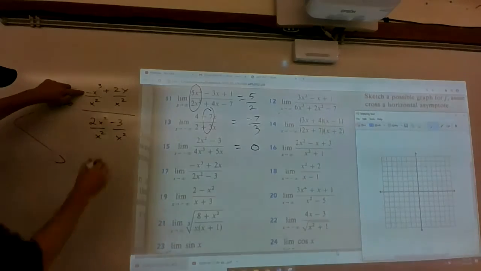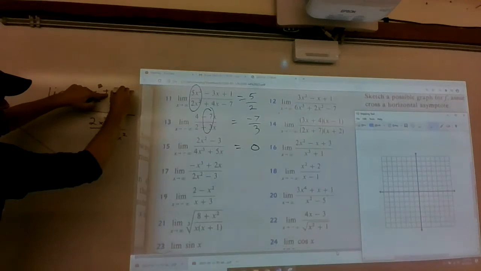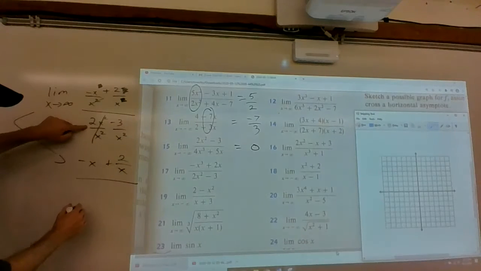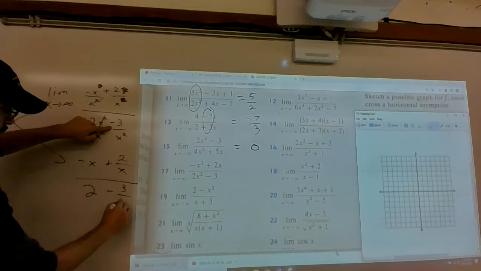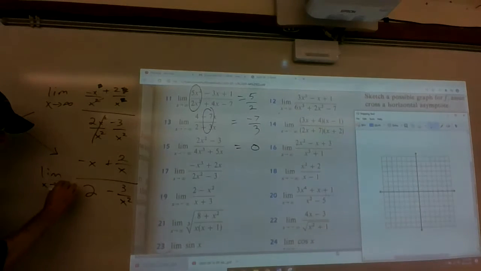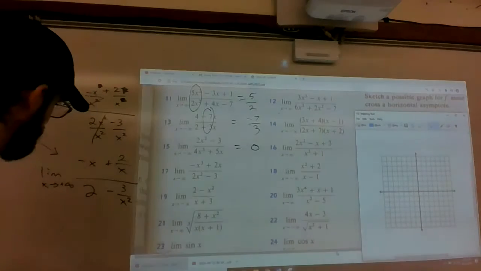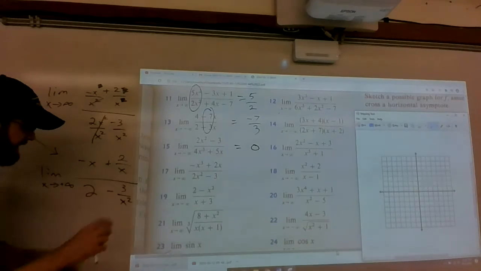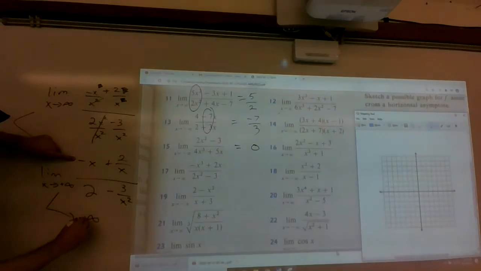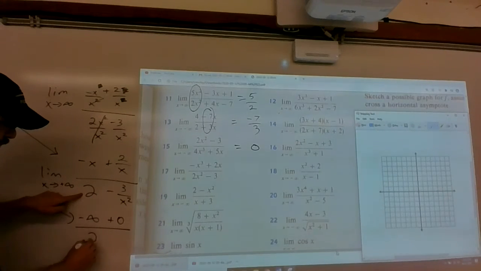This creates a negative x plus 2 over x divided by 2 minus 3 over x squared. And it's the limit as x approaches positive infinity. So this is kind of what's going on here. If you plug in infinity, you get negative infinity for the negative x. This would zero out when you plug in infinity. This would still be 2, and this would zero out.